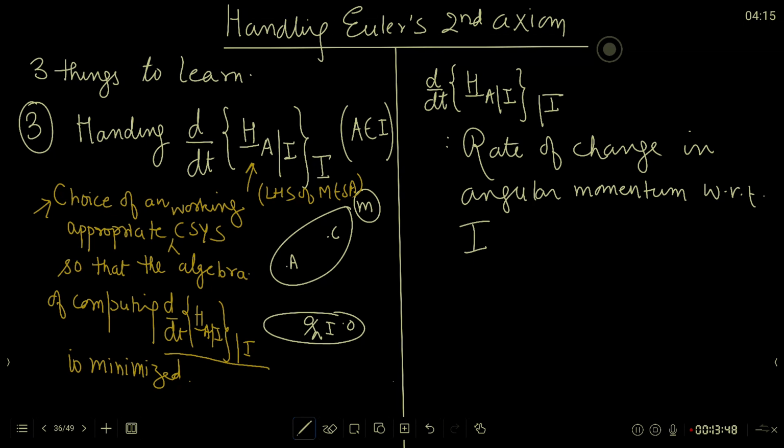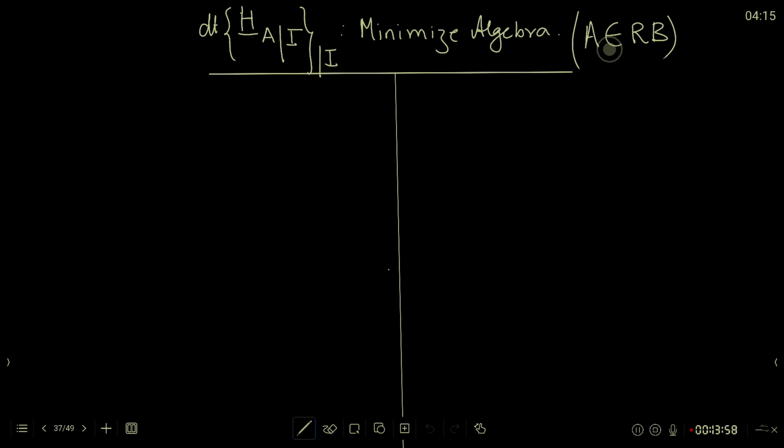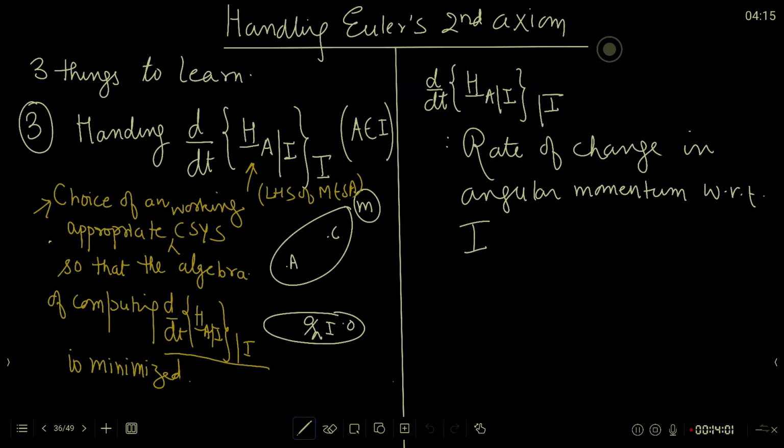How do we choose an appropriate coordinate system? Now when I say how to choose an appropriate coordinate system, these words themselves may not make it clear to you why computing this could be complicated and how choosing an appropriate coordinate system can address this. I understand that. So I'm going to explain it now.